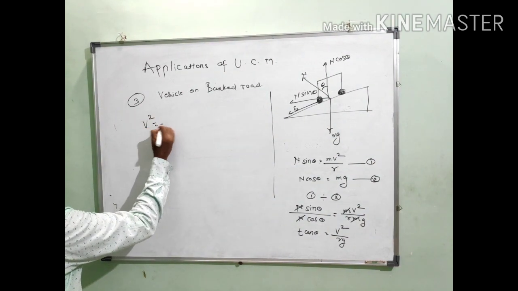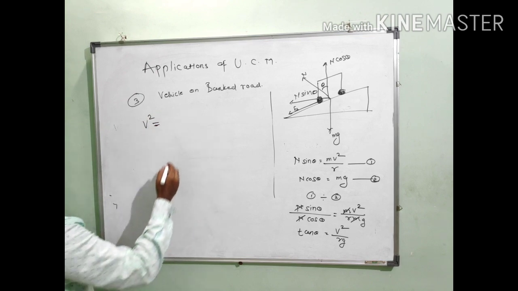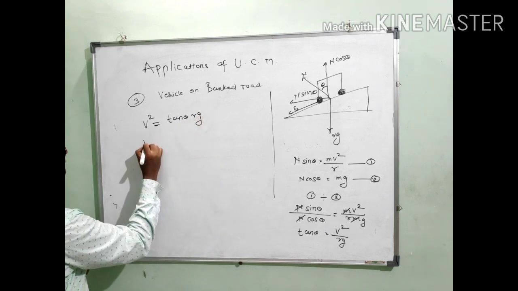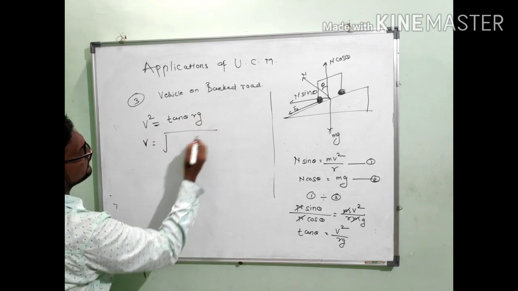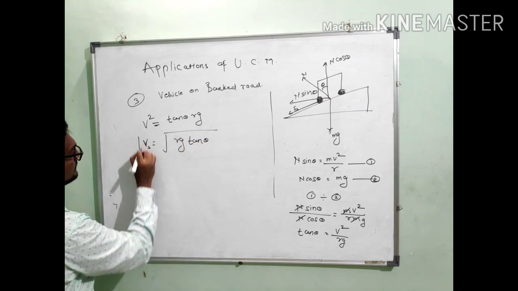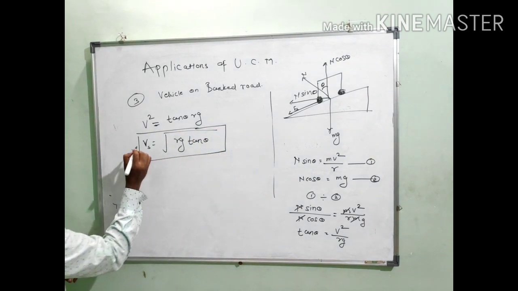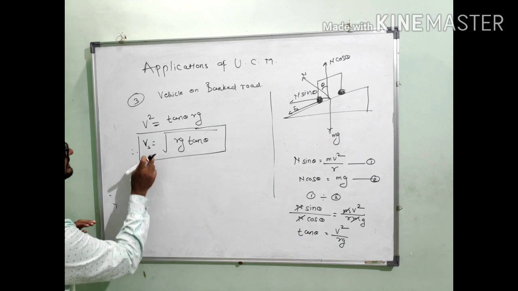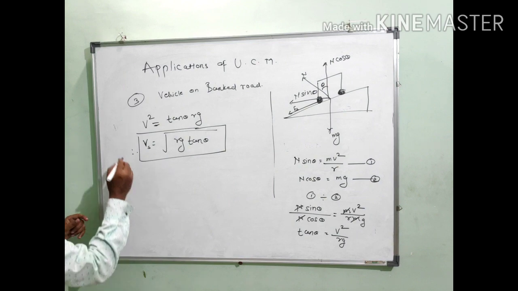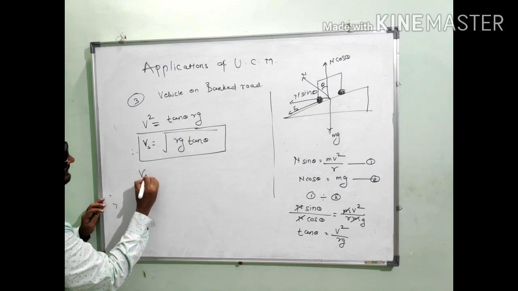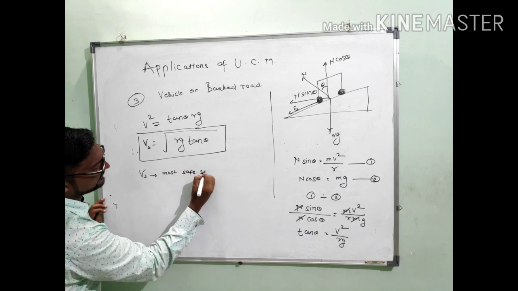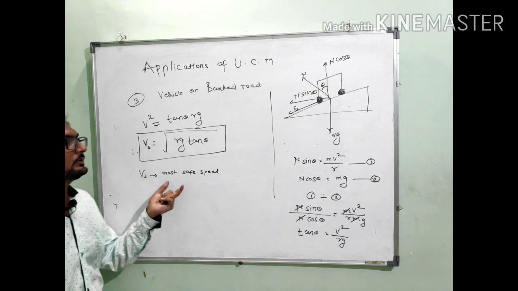So v square is equal to tan theta into rg. So v is equal to under root rg tan theta. This is the most safe speed on banked road, that is safe speed. Vs is equal to most safe speed, that means with this speed you are safe.